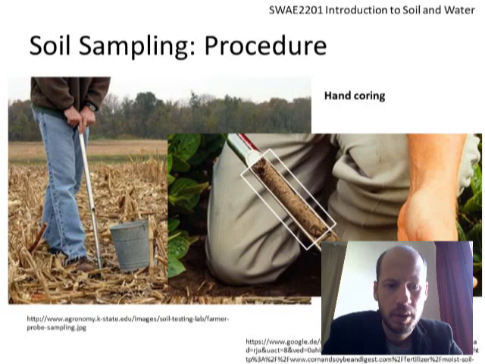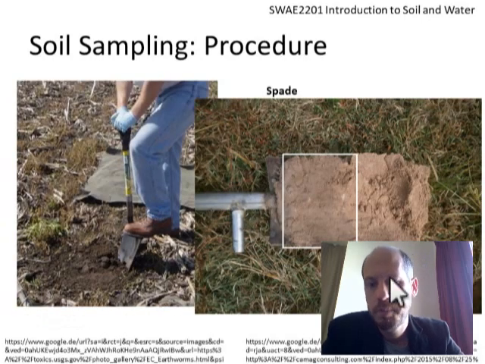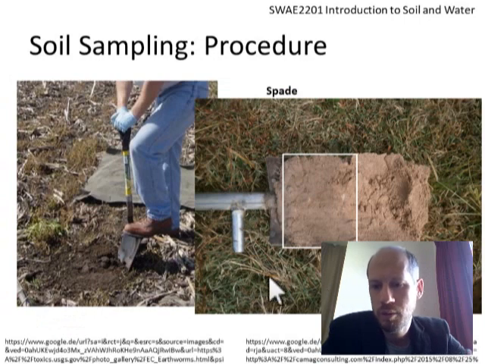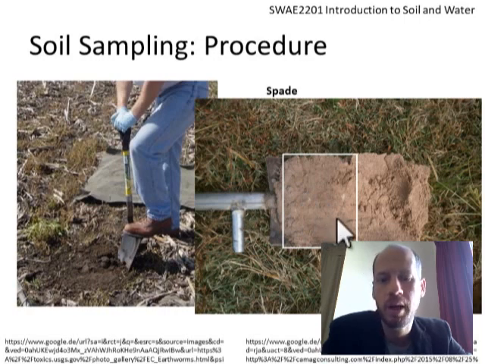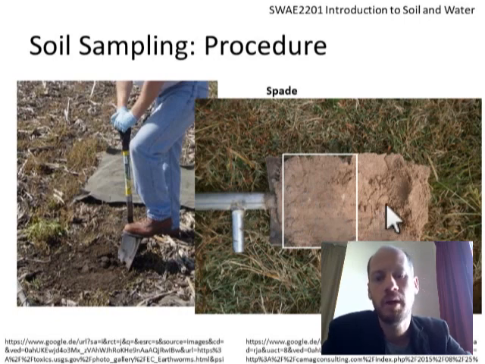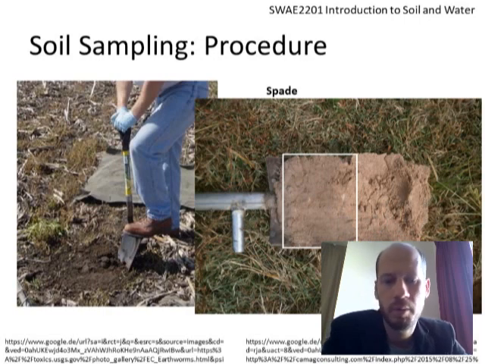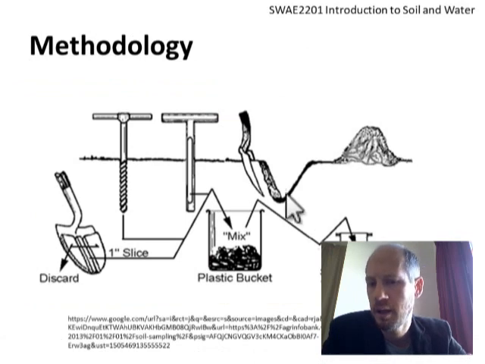If you're using a spade, if you don't have these augers, you can also do it, but first you have to clean the surface of the soil and make an initial hole. Then from that hole you take a slice, as exemplified here on the right, and from that slice you take the first 15 centimeters, put it in the bucket, and continue doing that until you have the whole plot represented for taking the subsample of the composite sample. Here is a good illustration of how this works.